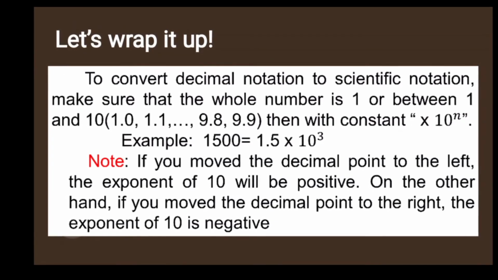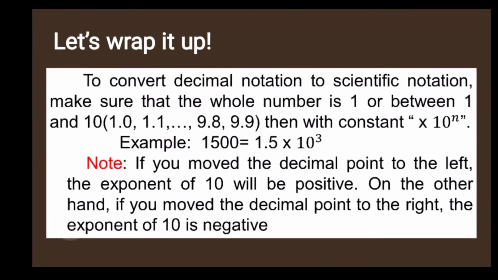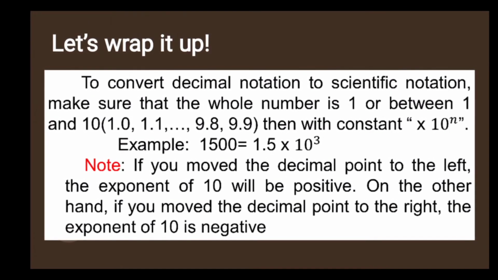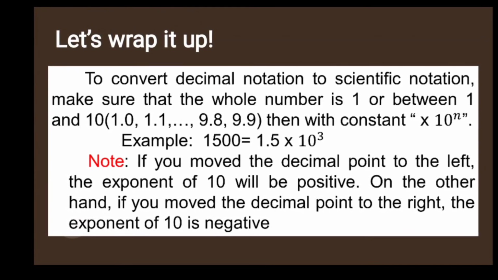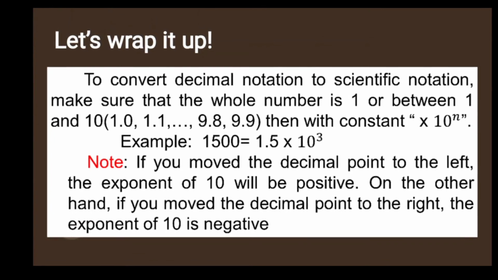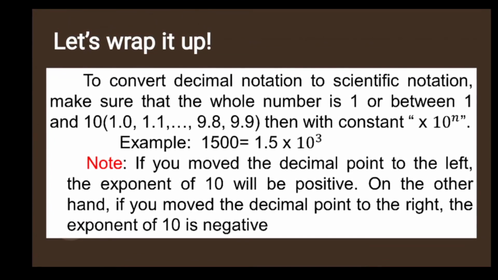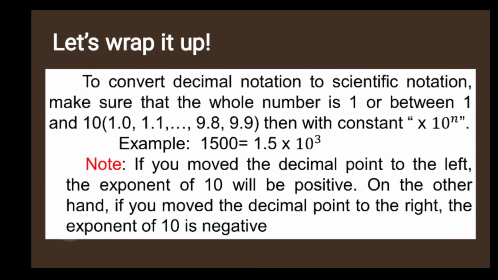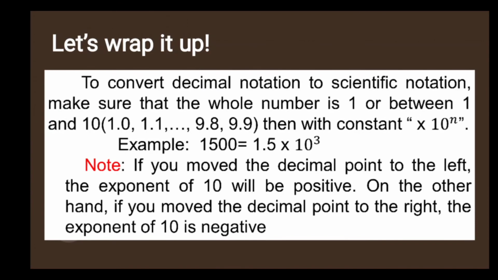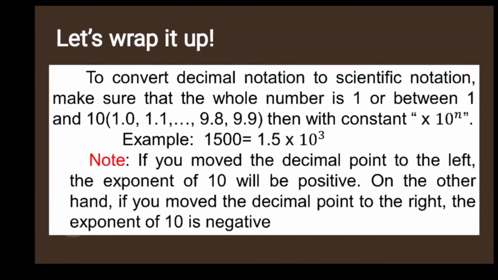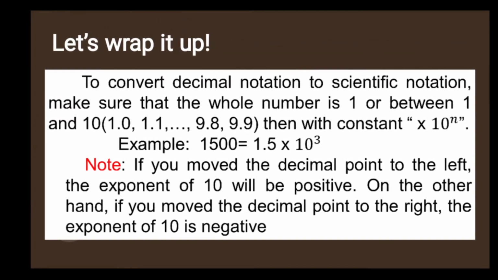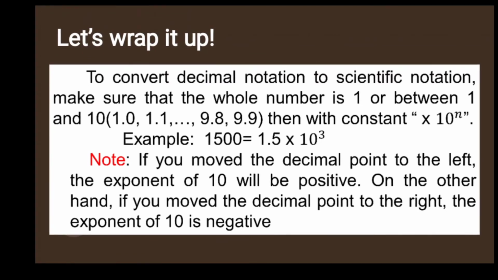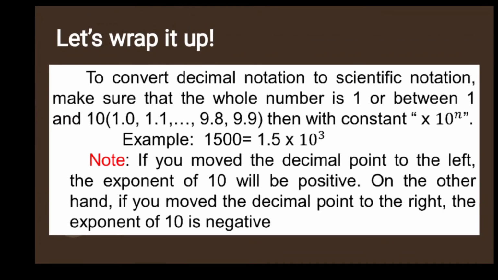To sum it up, to convert decimal notation to scientific notation, make sure that the whole number is 1 or between 1 and 10, like 1.0, 1.1, 1.2 up to 9.8, 9.9. Then multiply by a constant times 10 raised to n, wherein n is the number of movements of the decimal point. Example, 1,500. Its conversion to scientific notation is 1.5 times 10 raised to 3, or times 10 cubed.